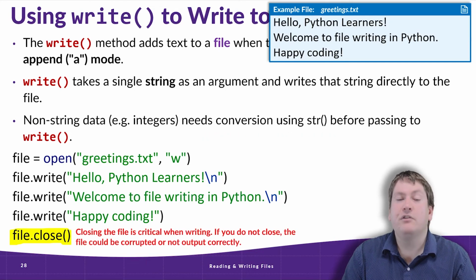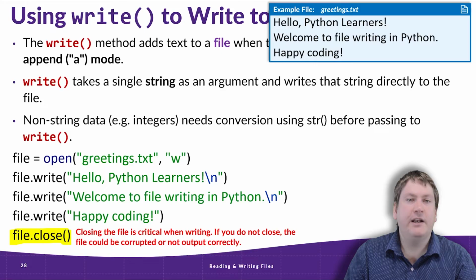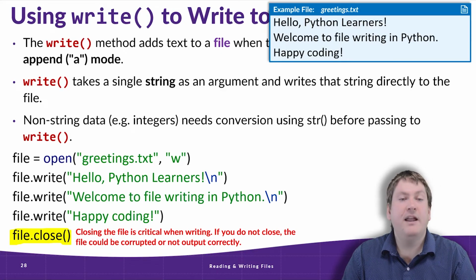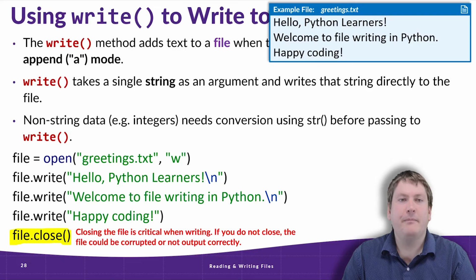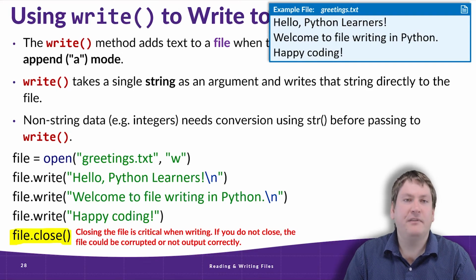The other thing is closing the file is critically important when we're doing writing. If we don't close the file, Python may have not finished writing to it yet when the program terminates, and we could get a corrupted file or we could get some of our data missing. So if you want to ensure the integrity of your file, make sure you always close the file. It's good programming practice too, because it cleans up some of the things in the computer's memory that are related to that file.